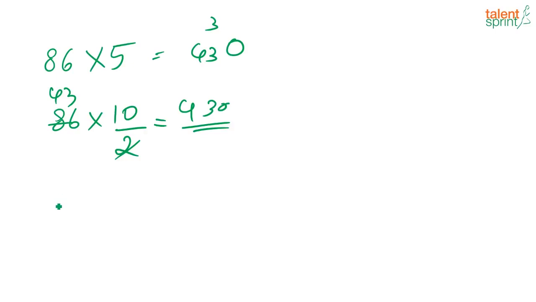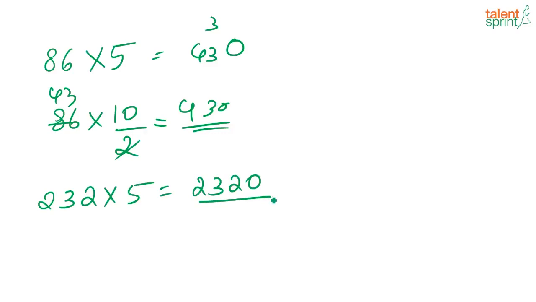Similarly, if you have to multiply, let us say 232 into 5. If you have such questions, what do you do? You just have to do 2320 by 2. Correct? Because 5 is nothing but, what is 5? 5 is nothing but 10 by 2. Just do this, get the answer. This is more easier to arrive at the answer.